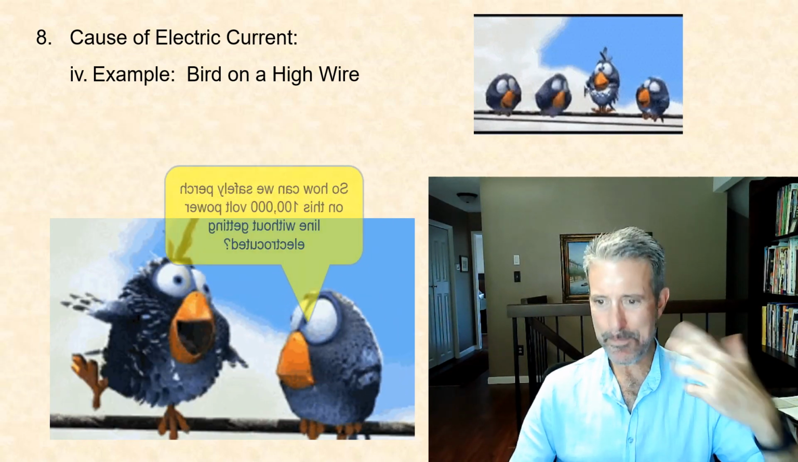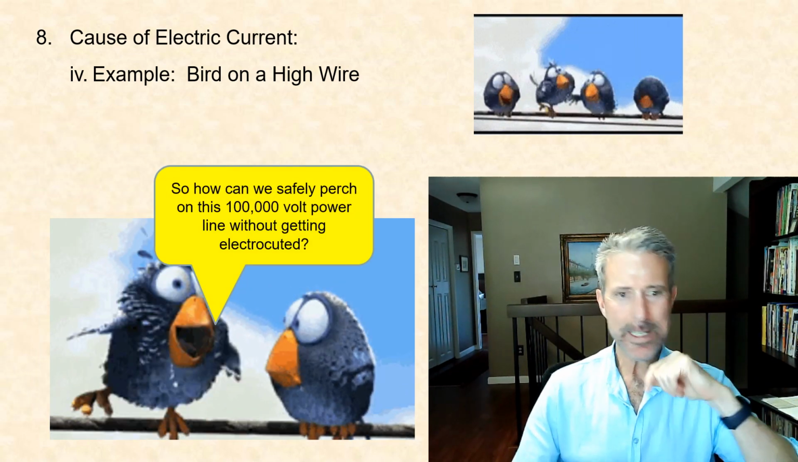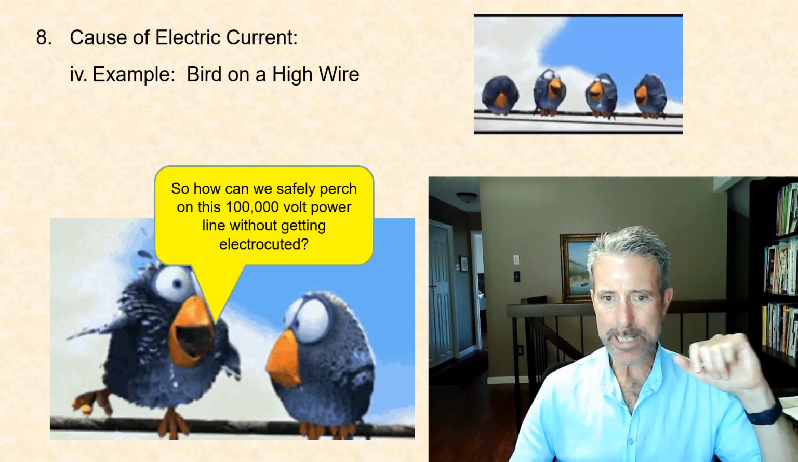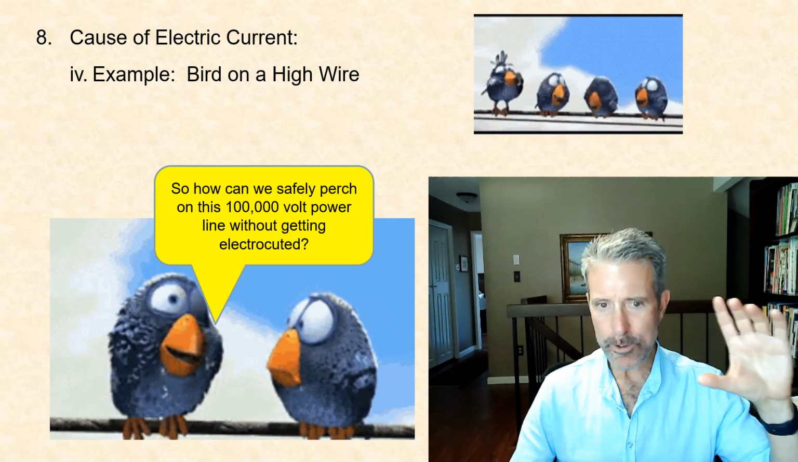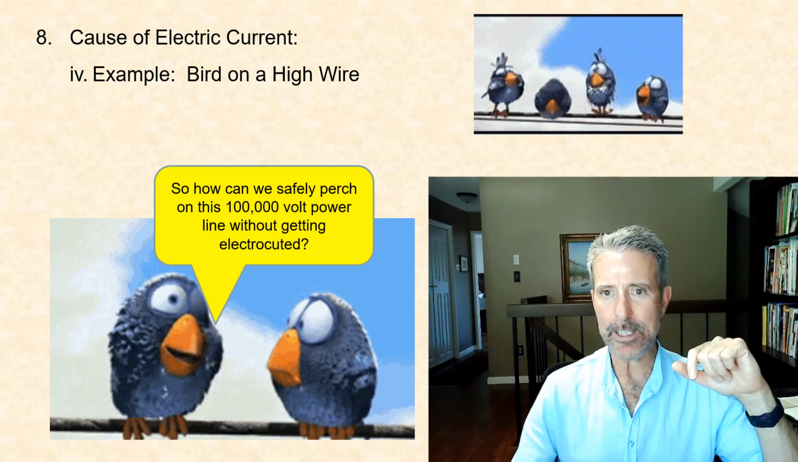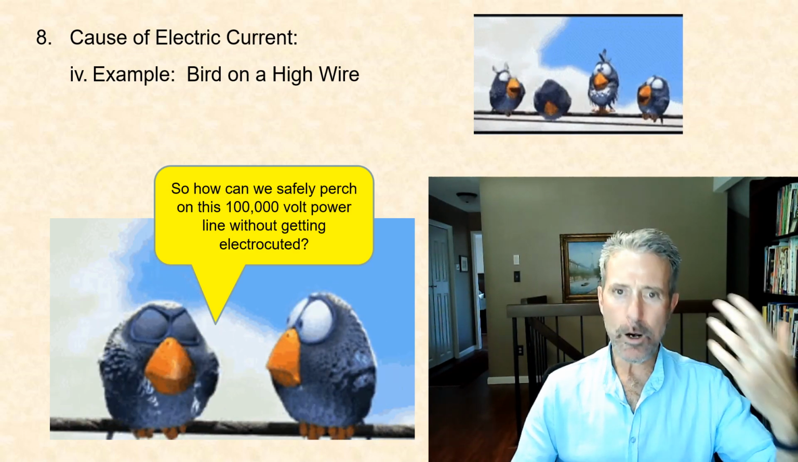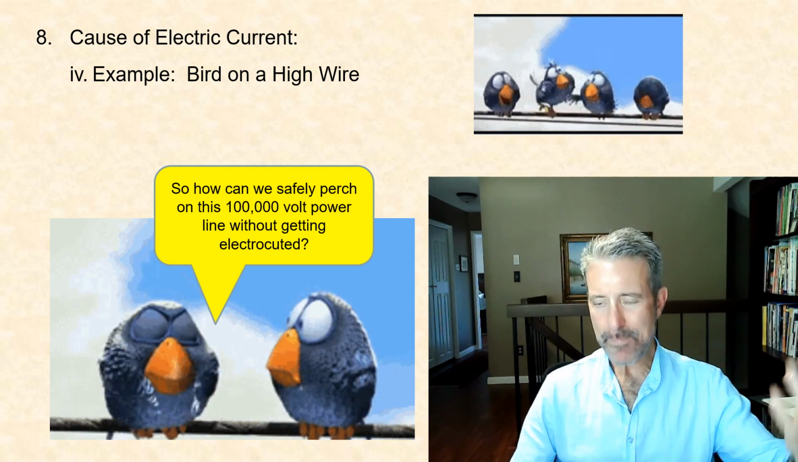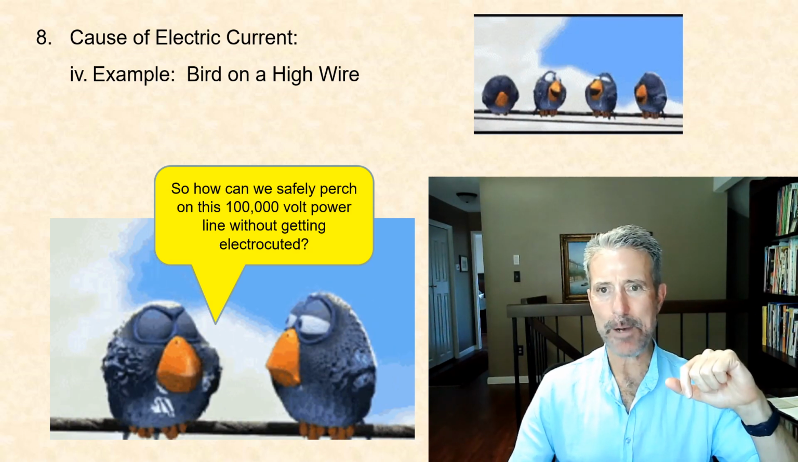So let's try to answer this bird's question, which is how can they safely perch on, let's say, a 100,000 volt power line without getting electrocuted? Well, let's think about what we've just been talking about.